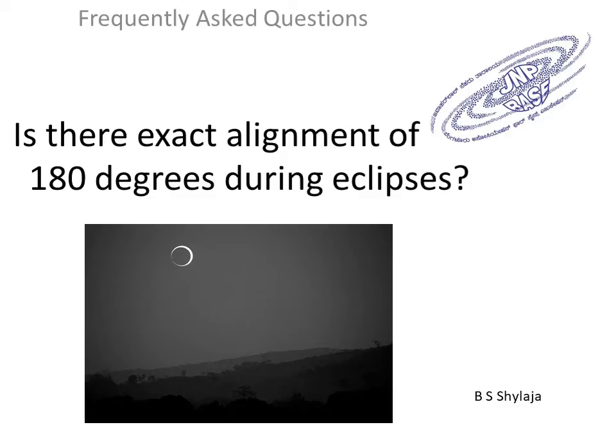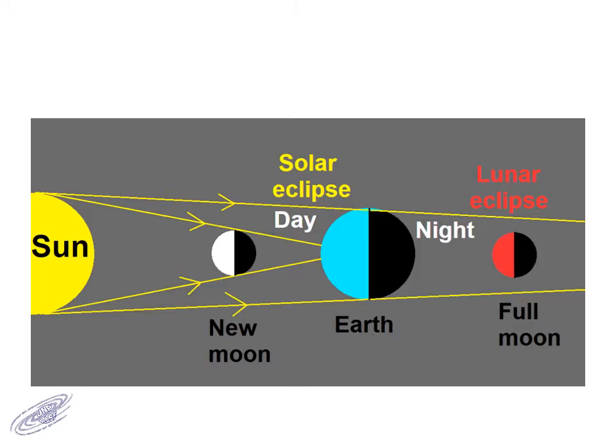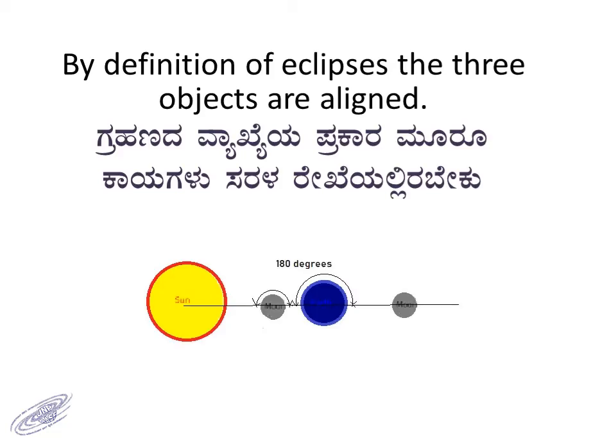is their exact alignment of 180 degrees during the eclipses. As we know, the solar eclipse happens when the moon is exactly between the sun and the earth, and the lunar eclipse happens when the moon is in the shadow of the earth. The fact that this is a shadow play, a game of shadow and light, requires that they have to be aligned, which means the angle between the three objects will be 180 degrees.